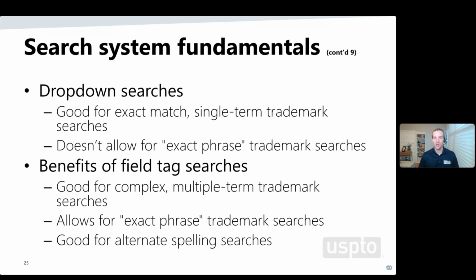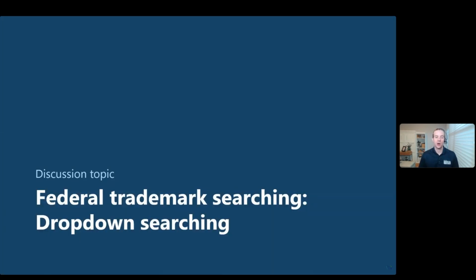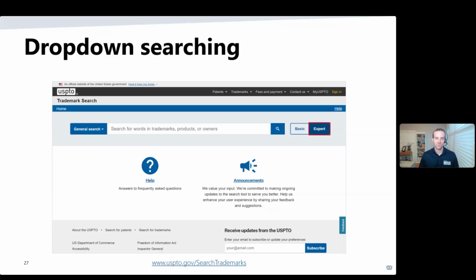So, if you have that T marquee versus T marquee, and you just want to make sure that you're doing a search that pulls in phonetic equivalents, you can do that with your field tag searches. But we'll start off with drop-down searching because some people just prefer to do that.